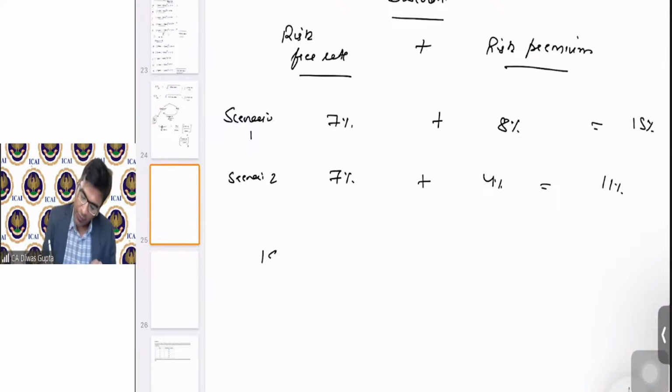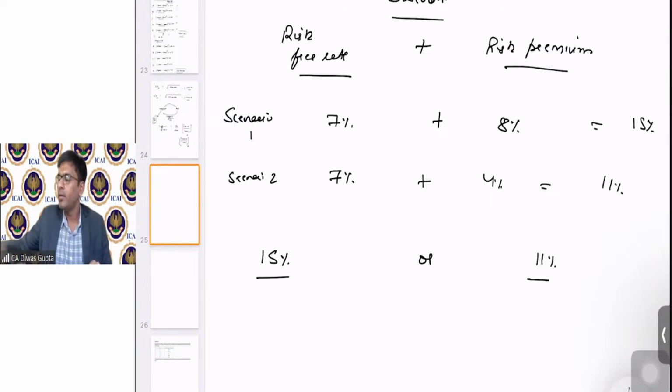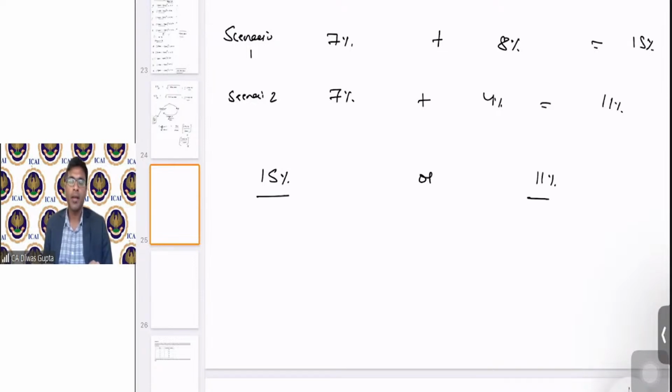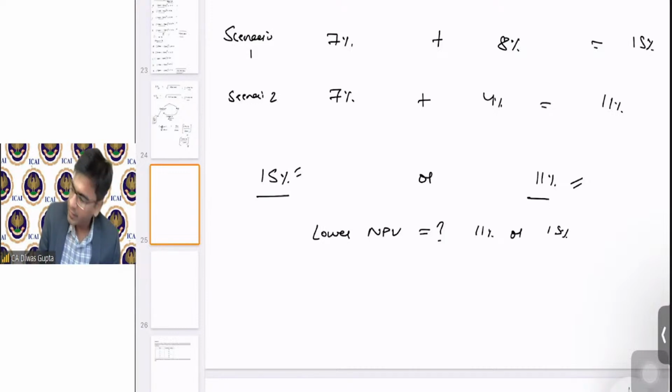Now, if you use 15% or 11% as your discounting rate, which rate will derive the lower NPV, whether it is 15 or 11? Can all of you apply your minds and answer? If I use 11% rate of interest in the same project, will I get a higher NPV or lower NPV when compared to 15%? Yes, students, please answer. So the lower NPV will be with 11% or 15%? Tarek is saying 15%. Very good, Tarek. Yes, students, please answer. Where will you get lower NPV?